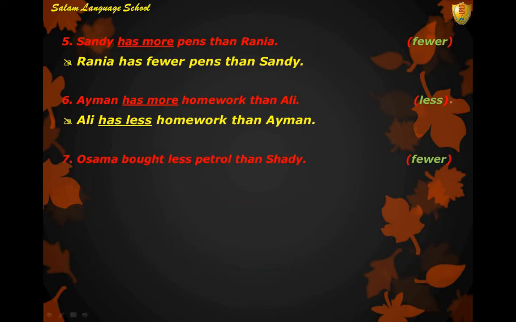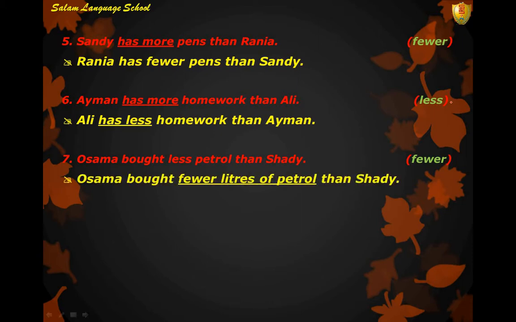Number 7. Usama bought less petrol than Shadi. In brackets, fewer. Focus on this sentence, focus on it well. Yes. Usama bought fewer liters of petrol than Shadi. Because we have here this word, petrol. It's an uncountable noun. And we want to use this word, fewer. We use it with countable nouns. So we put here liters of petrol.